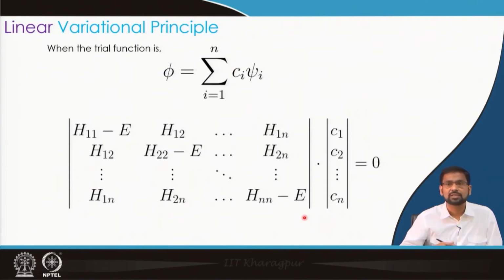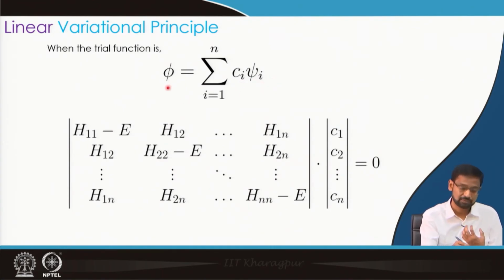Now, suppose we extend this discussion not to two functions, but rather to a trial function that is a linear combination of n functions. Here I am saying that I know psi 1, psi 2, psi 3 up to psi n, and I am taking that set and expressing my trial function phi as C1 psi 1, C2 psi 2, C3 psi 3, and so on. I do not know C1, C2, C3, because that is what the variational calculation would give me.